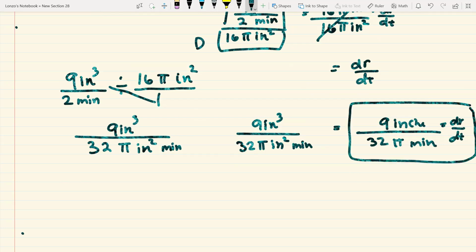Okay, so that is very important. Keep your units. You might get marked off if your units are not correct. Okay, so that was example 2.